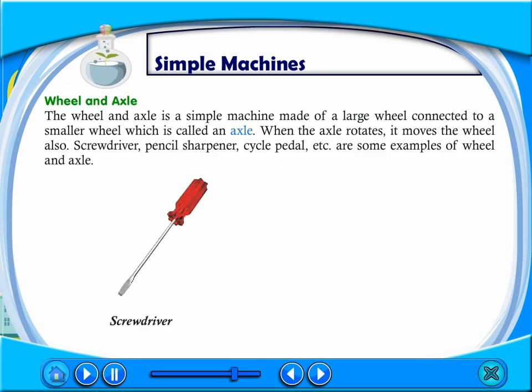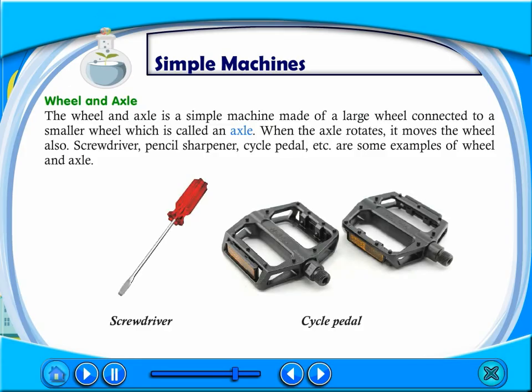Wheel and axle. The wheel and axle is a simple machine made of a large wheel connected to a smaller wheel which is called an axle. When the axle rotates, it moves the wheel also. Screwdriver, pencil sharpener, cycle pedal, etc. are some examples of wheel and axle.